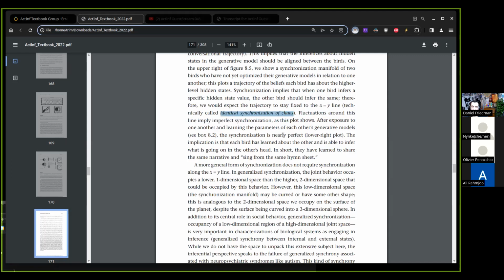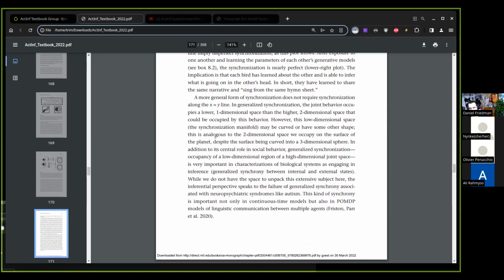And the generalized synchrony doesn't mean lockstep. Generalized synchrony doesn't mean both birds are singing identically and then they're both silent. Generalized synchrony means that there's mutual information between these two coupled systems, such that there is an information geometric manifold that represents their joint movement. But it doesn't have to be a lockstep, same behavior at the same time. Turn taking is also an example of generalized synchrony.